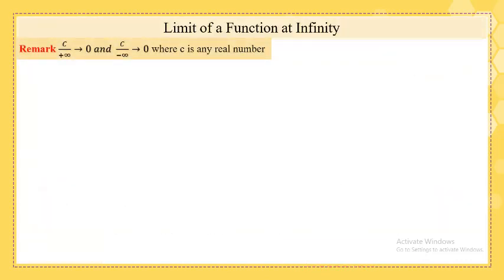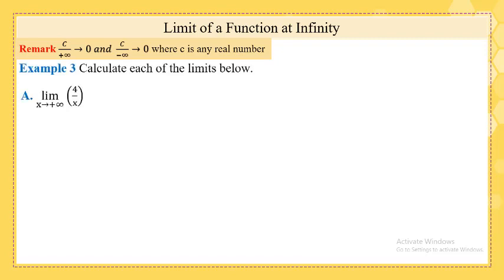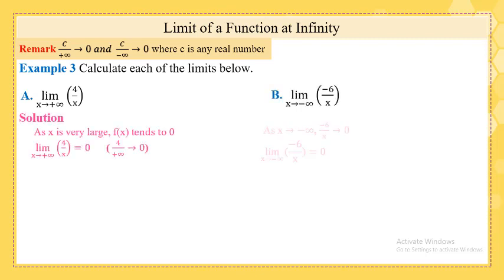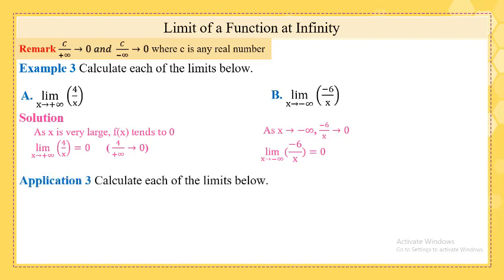As a remark, a constant c over plus or minus infinity tends to 0, where c is any real number. As an example, the limit of 4 over x as x tends to plus infinity is 0. Similarly, the limit of minus 6 over x as x tends to minus infinity is 0. Let's start another application. Calculate each of the limits below.